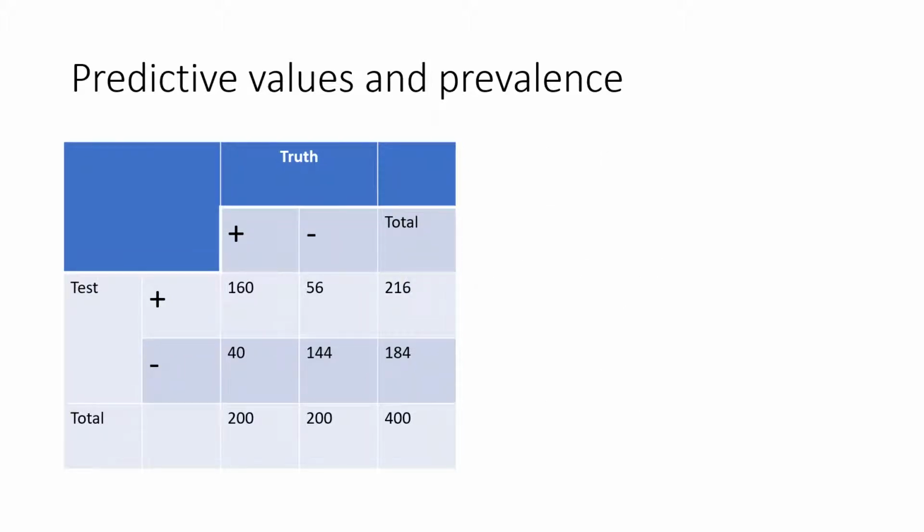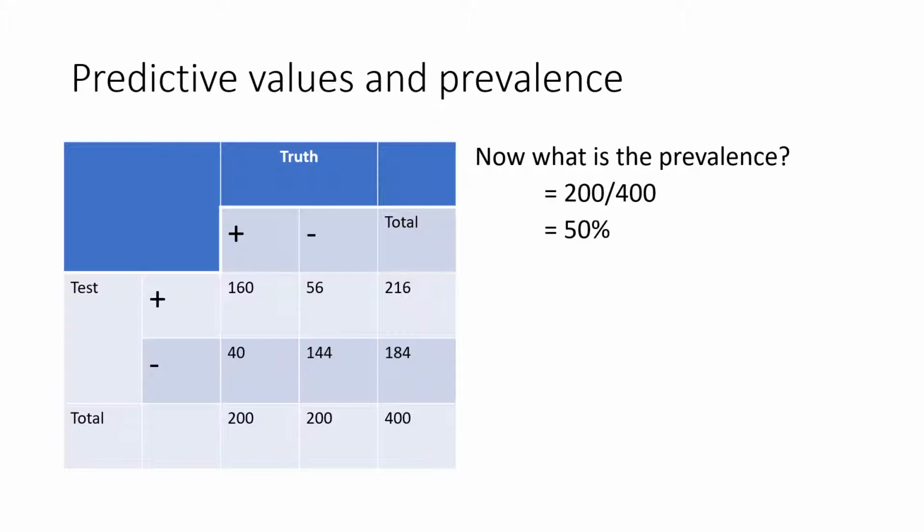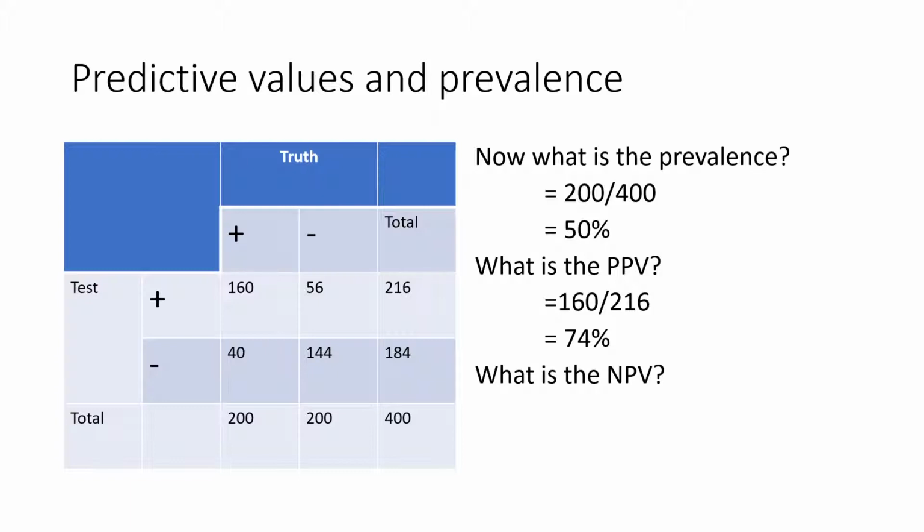So what's the prevalence? Same test, but a different population now. What's the prevalence? Yeah, exactly. So it's 200 over 400, which is now 50%. Prevalence has gone up 4 times. So now what is the positive predictive value? So PPV is 160 out of 216, which is 74%. What is the negative predictive value? 78%. So things have changed a little bit.